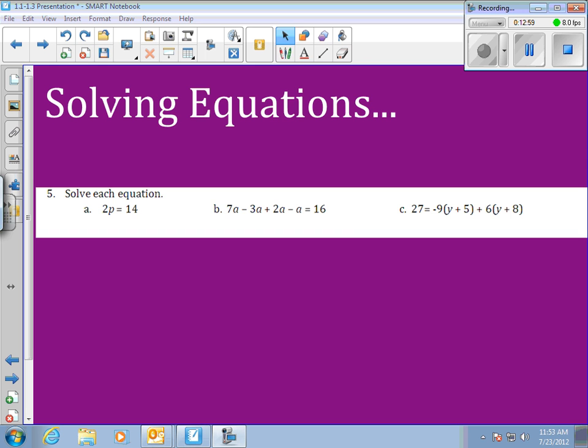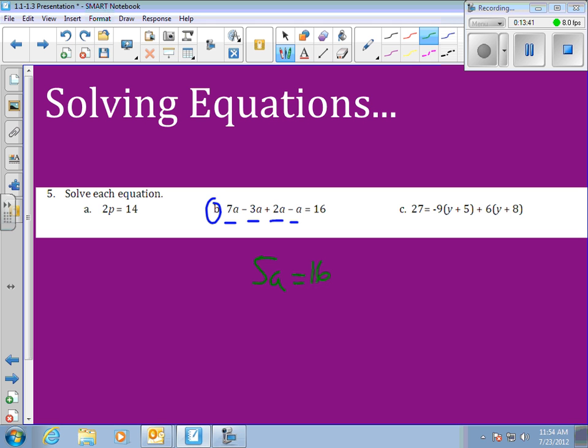Okay, solving equations. Basically, when we're solving equations, you want to simplify both sides and then get the variable terms on one side, and finally get rid of your coefficients. So simplifying both sides, we'll do B right here. Basically I have a 7a, a negative 3a, a 2a, and a negative a all on one side. They're all like terms, so I can add them all together. 7a minus 3a is 4a. 4a plus 2a is 6a. 6a minus 1a, this is a 1a here, is going to give us 5a equals 16.